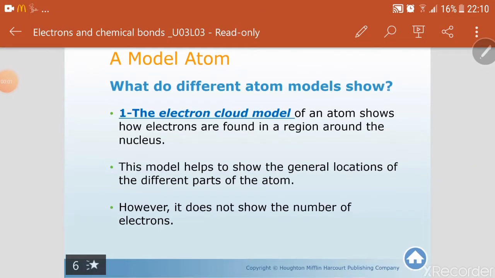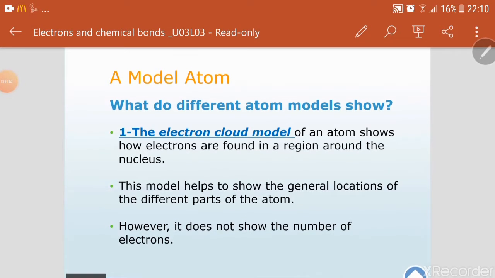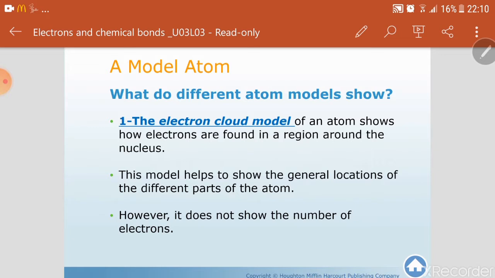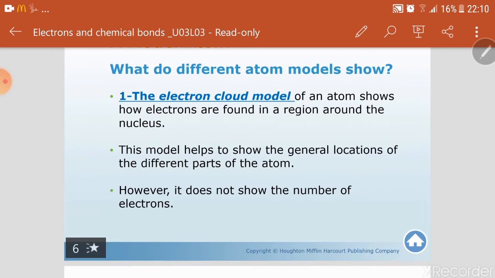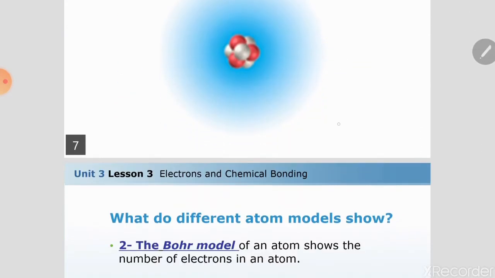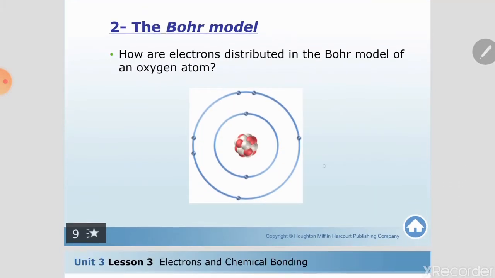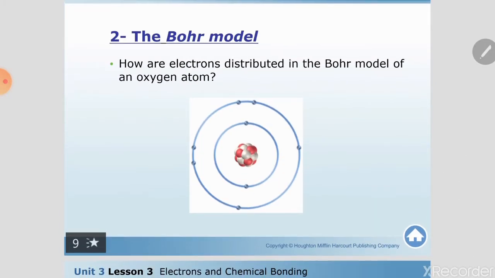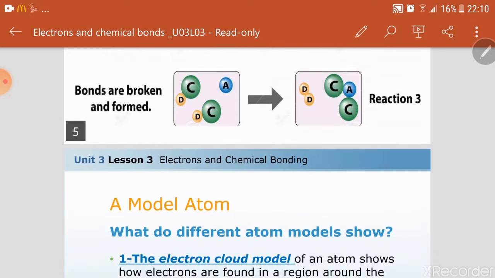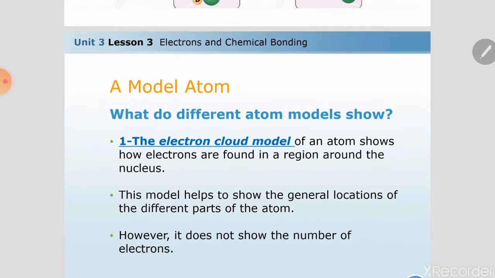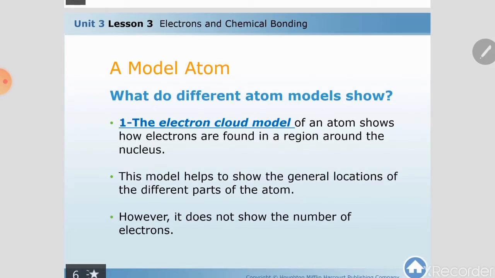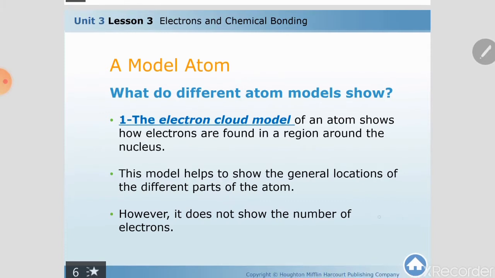Today we are going to talk about the different models of atom that are used to study the atom. Actually, there are three models, but finally we will see that only one is used for studying because it is the easiest. This is the one, the Bohr's model. Now let's start from the first one. They are three: the electron cloud model, the Bohr model, and finally the space filling model.